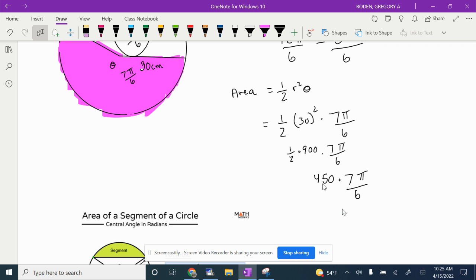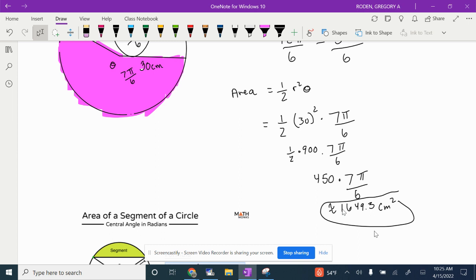So let's just go right to the answer. What do you guys get for a decimal, the whole thing after multiplying by pi? What do you get, Chris? 1,649.3. And what kind of units are we talking about here, class? Centimeter squared.